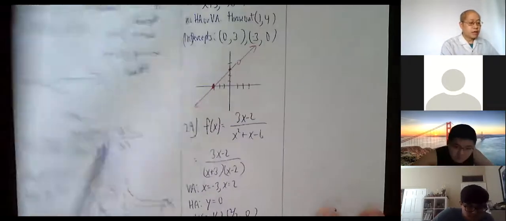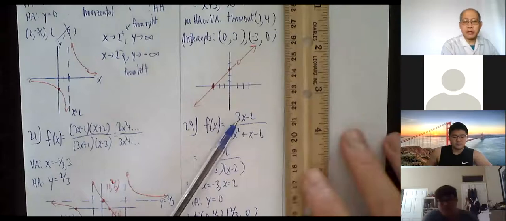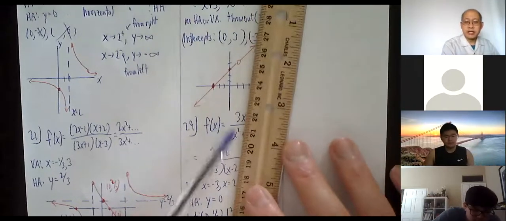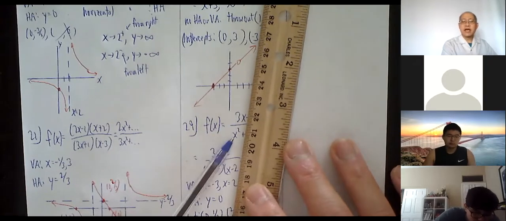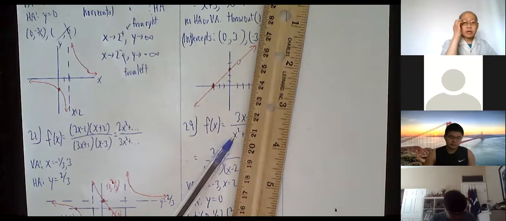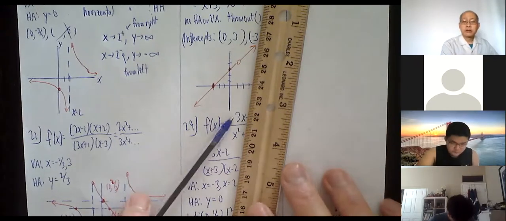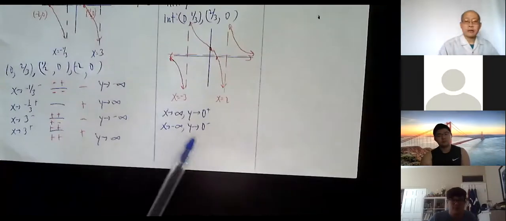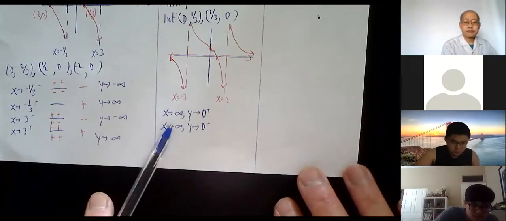Well, if you plug in a super big negative number, plug in negative 1 billion, you can ignore everything besides the leading terms. Negative 1 million. This is negative. Negative 1 million squared, however, is positive. So if I have a negative divided by positive, I get a negative. So y approaches 0 from below, a little bit below.